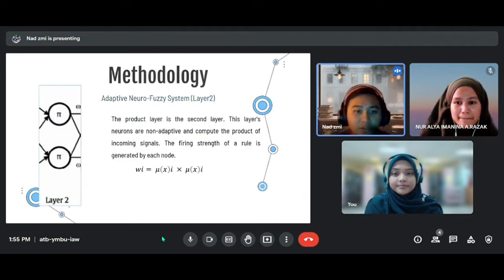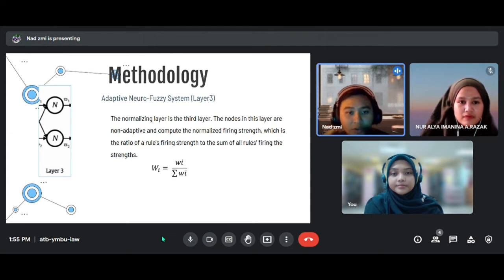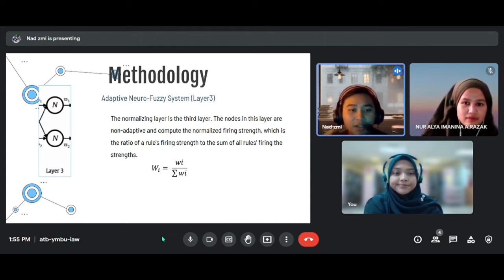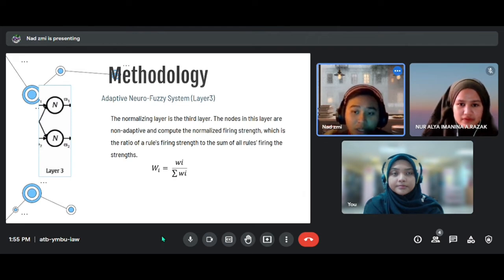And for layer 2, the product layer is the second layer. This layer's neurons are non-adaptive and compute the product of incoming signals. The firing strength of a rule is generated by each node. In layer 3, the normalizing layer is the third layer. The nodes in this layer are non-adaptive and compute the normalized firing strength, which is the ratio of a rule's firing strength to the sum of all rules' firing strengths.